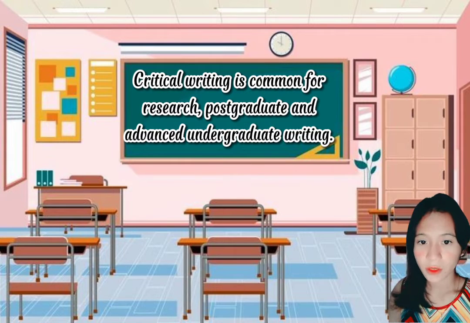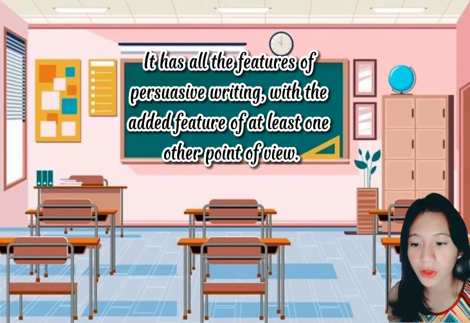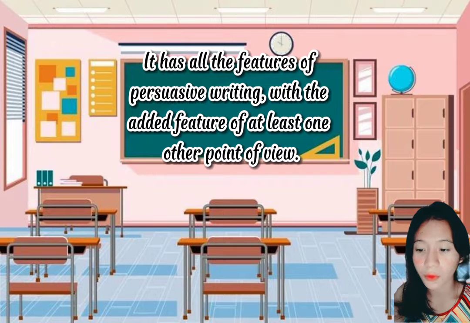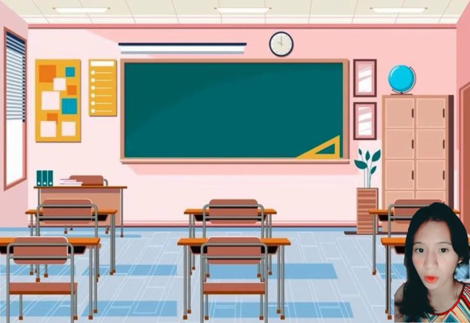Critical. Critical writing is common for research, postgraduate, and advanced undergraduate writing. It has all the features of persuasive writing, with the added feature of at least one other point of view. While persuasive writing requires you to have your own point of view on an issue or topic, critical writing requires you to consider at least two points of view, including your own.